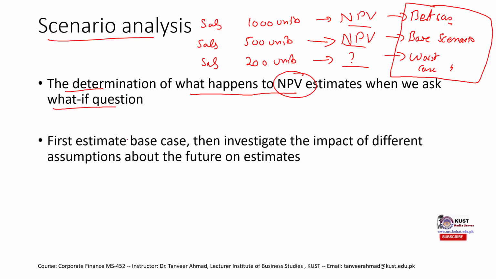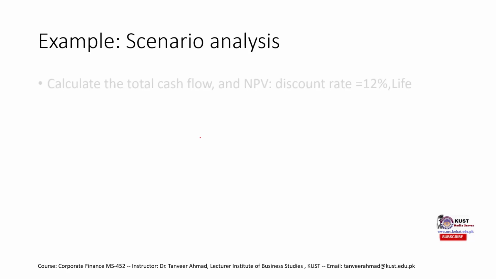So first we estimate the base case as we did here. Then we investigate the impact of different assumptions about the future on our estimate. So then we investigated the impact of assumption that if the units are 1000 or 2200 on the future NPV. So let's have an example.